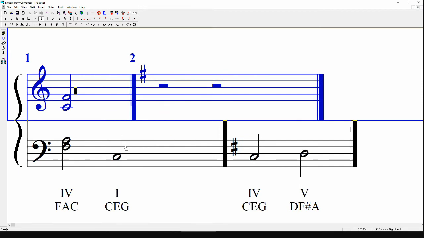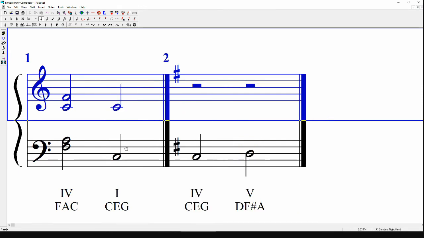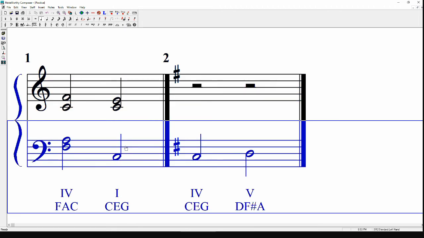So we'll go ahead and put the C in, and that'll make it easier to decide what we want to do with the others. So the F is going to go down to an E, which is in the soprano, and the tenor will go down to a G.